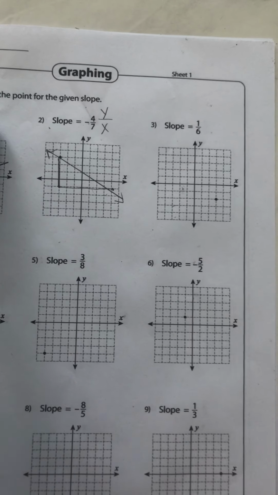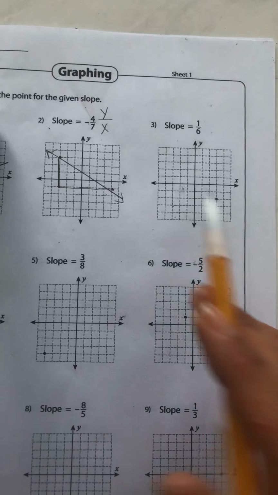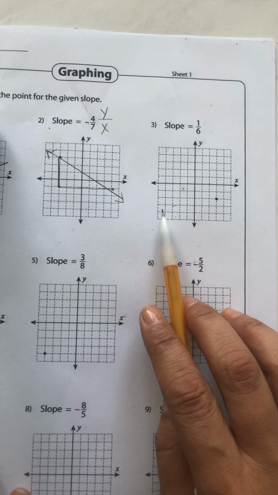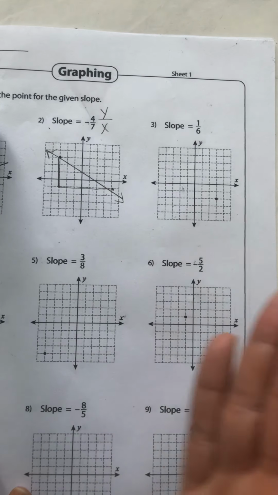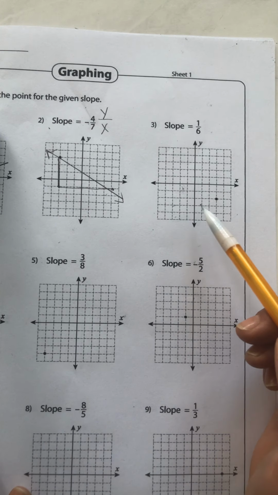All right, now let's look at this one. Now 1/6, that's a pretty shallow slope. So my line's not gonna be very steep. It's gonna be pretty shallow, and it's a positive slope. And if it's a positive slope, that means going from left to right, it's going upward, which means it's got to be somewhere down here, right?